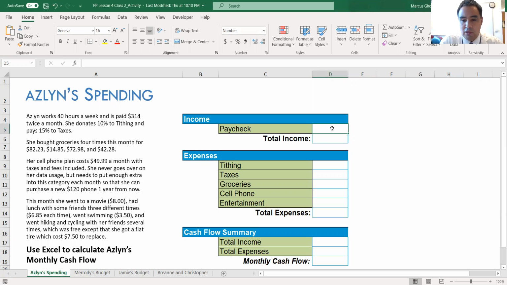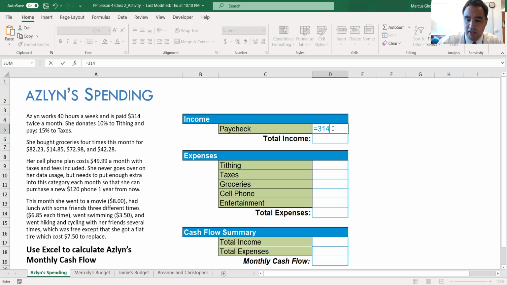Let's let Excel do a lot of the heavy lifting for us. If you want to write a formula in Excel, formulas start out with an equal sign. So it's 314, and then I'm going to put in times 2, and that will give us her monthly paycheck. And then you can do equals the cell above.